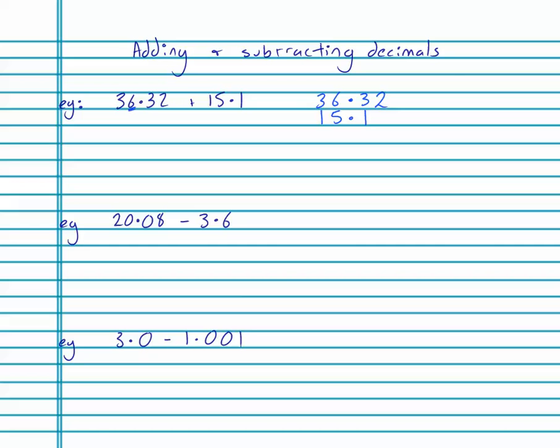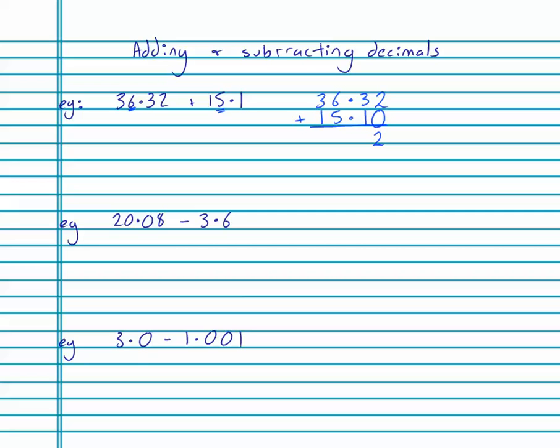The 6 in 36.32 means 6 units, and the 5 in 15.1 means 5 units. So in that column, we're adding up the units. As always, start from the smallest end. Now it's a little bit tricky on our first example because in 15.1, there's no digit underneath the 2. So we can just assume there's a 0, and then we add.